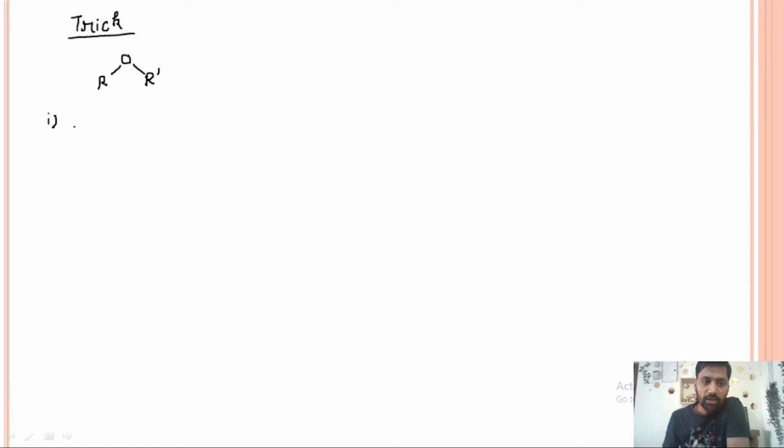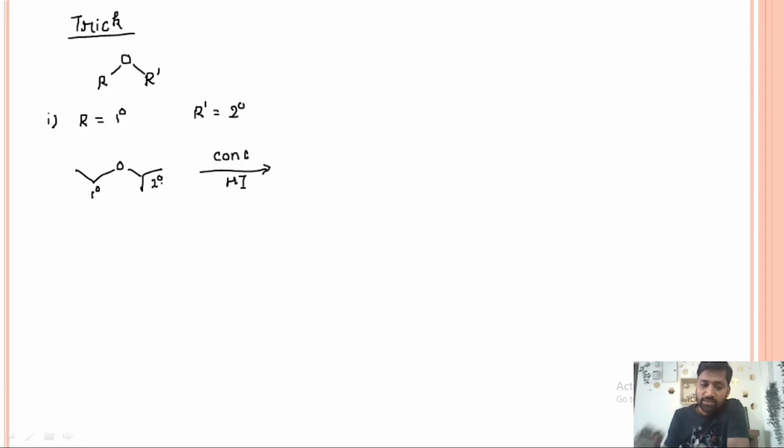Suppose I have an ether in which on one side of oxygen there is a primary carbon, and on the other side we have a secondary carbon, primary and secondary. For example, let us take ethyl isopropyl ether. This is the starting compound and I am going to react it with concentrated HI. And the question is, the iodide ion, that is the nucleophile, will attack on which carbon? Either on the primary carbon, or on the secondary carbon.